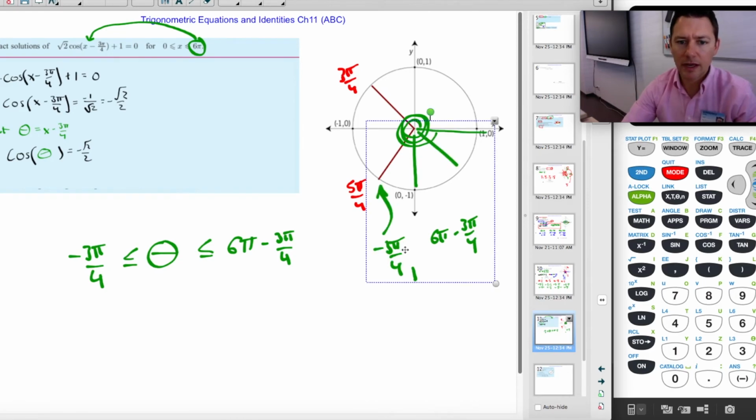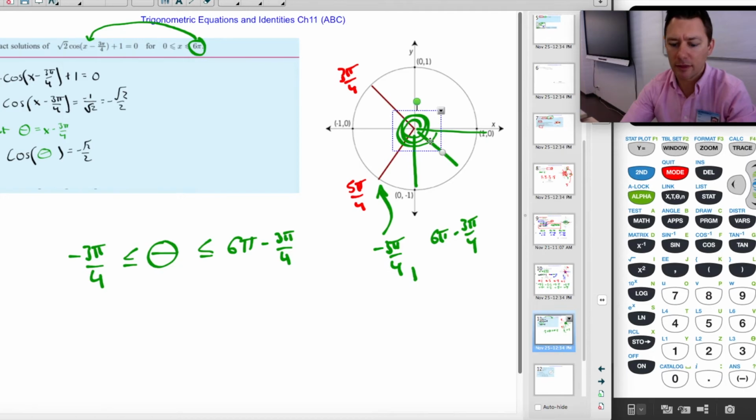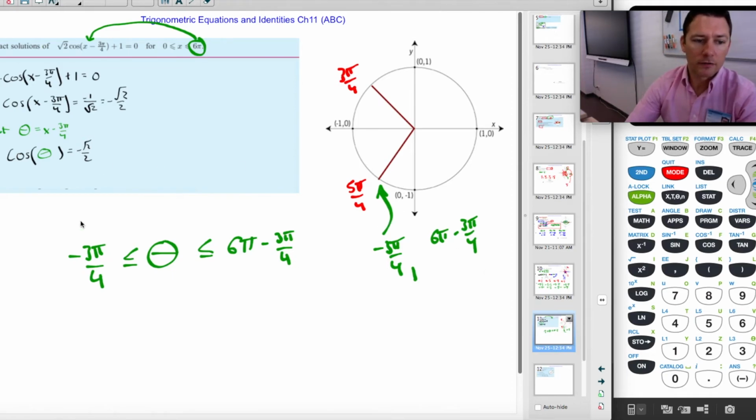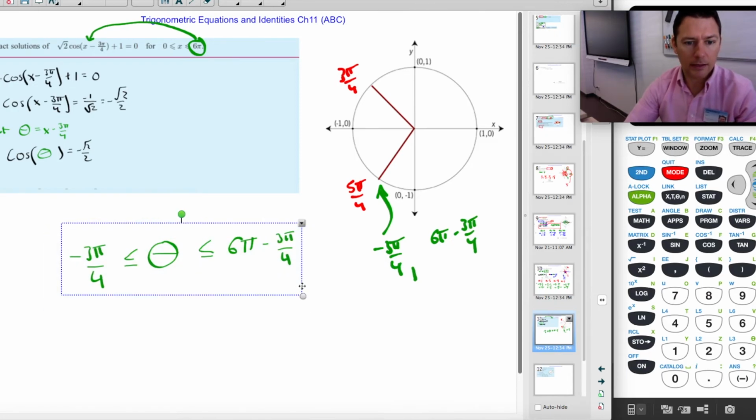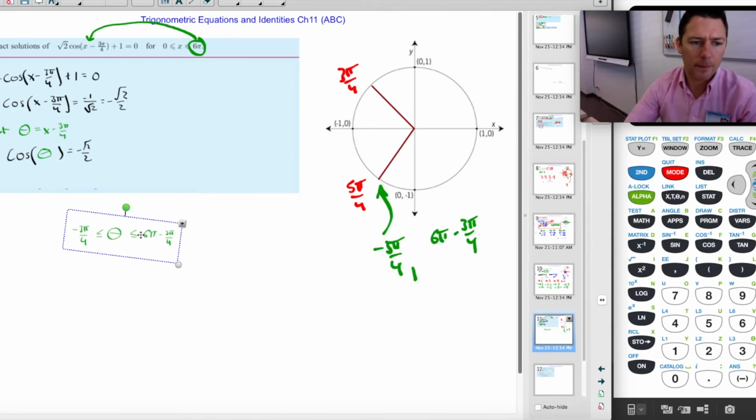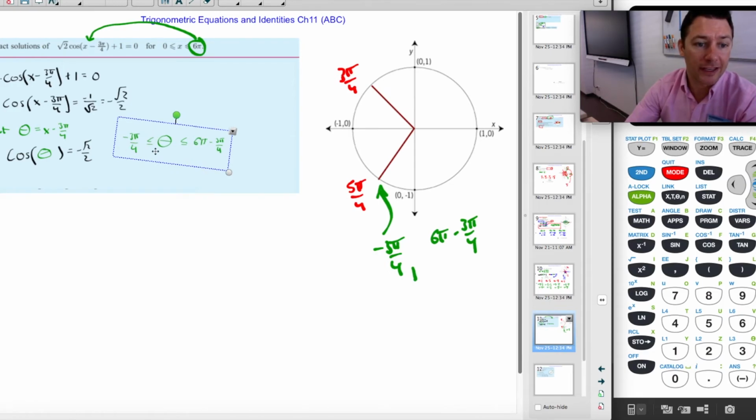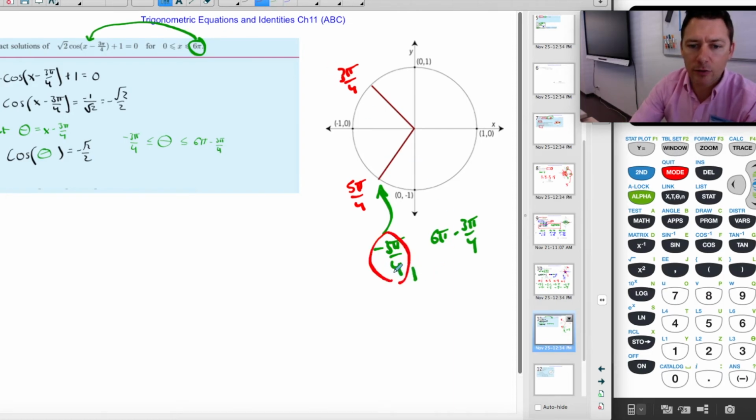Okay, that's just our beginning and end site. It happens to coincide with the locations where cosine of theta is negative root 2 over 2. So let's take that idea and let's start counting. We're going to start at negative 3 pi fourths. It's inclusive, it's less than or equal to. So we're going to start at this value and include it the first time we hit it. Negative 3 pi fourths does have a cosine of negative root 2 over 2. So that's our first theta, negative 3 pi fourths.